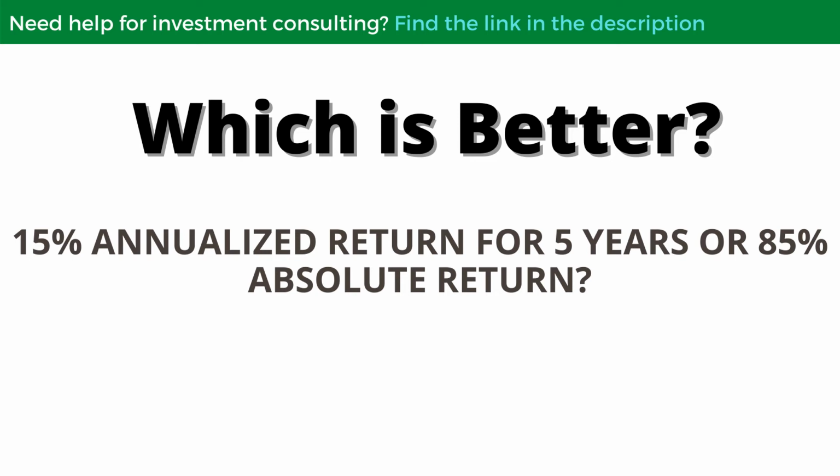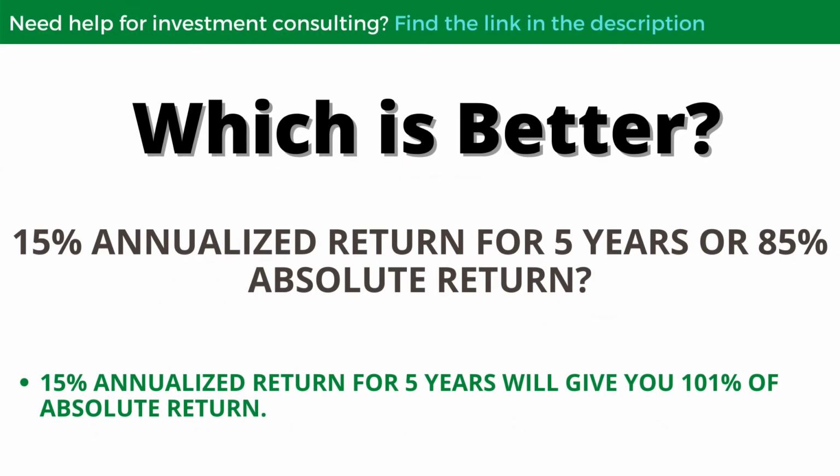Guess what? Normally, people think that 15% by 5 times is 75% and hence 85% is a great deal. That means absolute returns of 85% is greater than 15% annualized return for 5 years. However, considering the power of compounding, the 15% option gives you a much higher effective return of 101.14%. This difference in returns can grow to astonishing numbers over the long period of time. And this is the reason you need to understand the difference between absolute return and annualized return.